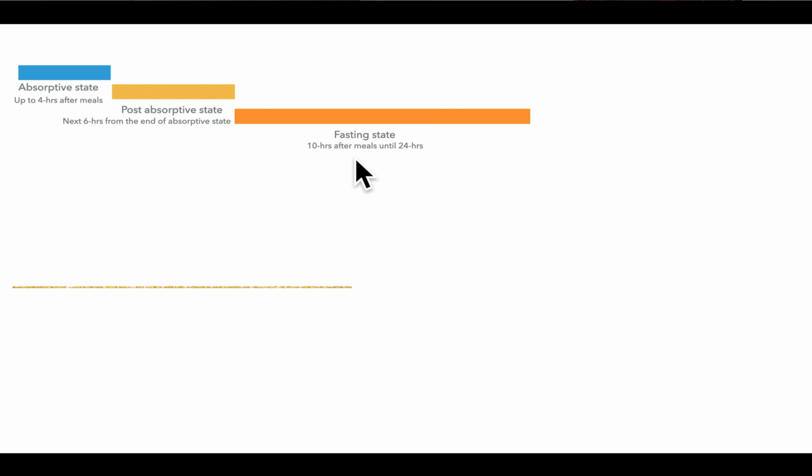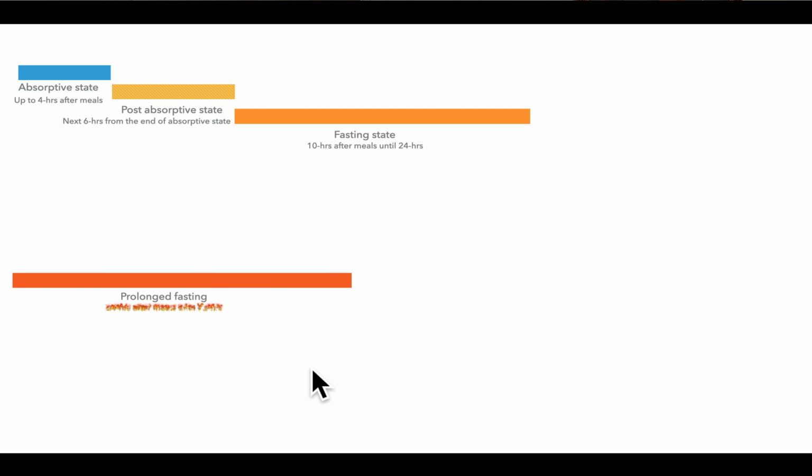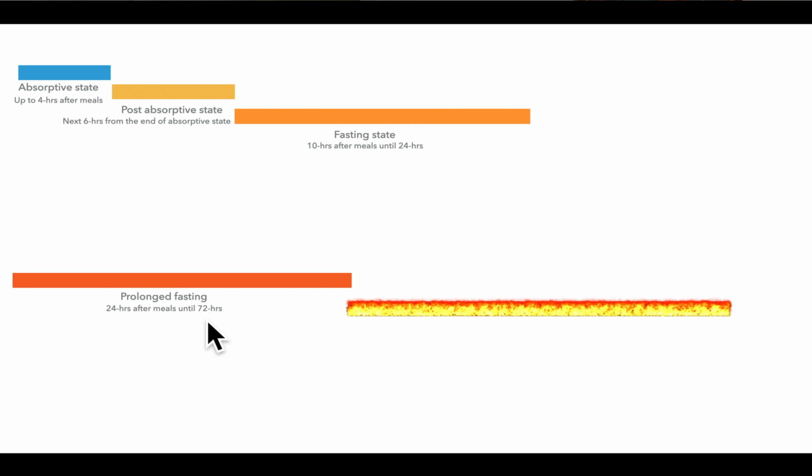What happens after 24 hours? What if the person does not take food even after 24 hours? That is generally referred to as the prolonged fasting state, which goes from 24 hours after meals until 72 hours. Now, what if the person continues not to take food even after 72 hours, that is 3 days? At that time, that particular state we call the starvation state.